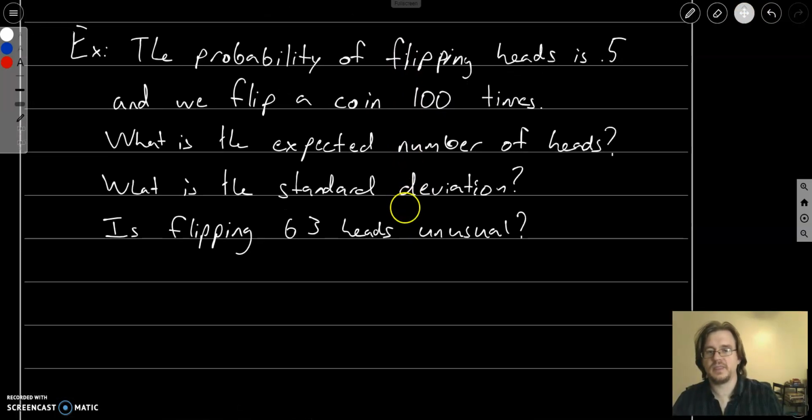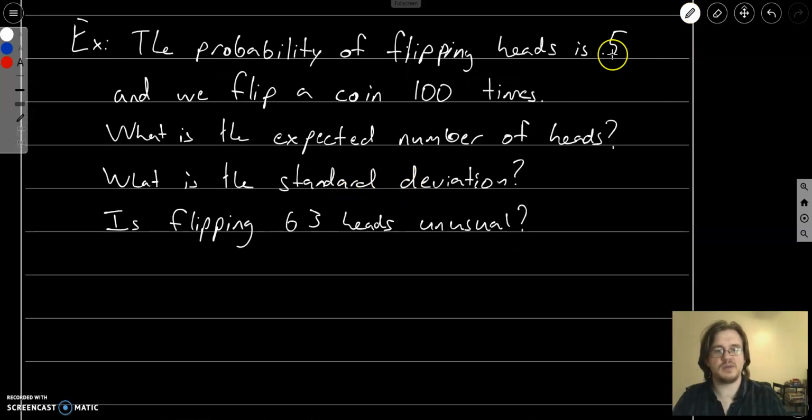So let's come up with these guys in an actual problem. Let's look at a problem that'll make sense. We'll flip a coin, and we'll flip a coin 100 times. The probability of flipping heads is going to be 0.5. So then we could ask, what's the expected number of heads? And we might expect, if we're flipping a coin, about half of them should turn up heads and half of them should turn up tails. So we might expect to get 50 heads in 100 flips. Let's see if our formula agrees.